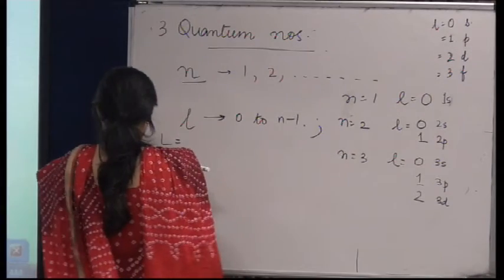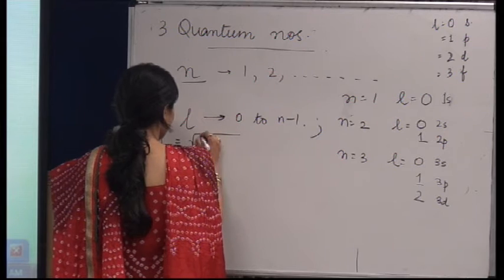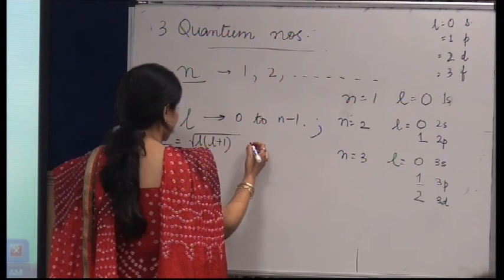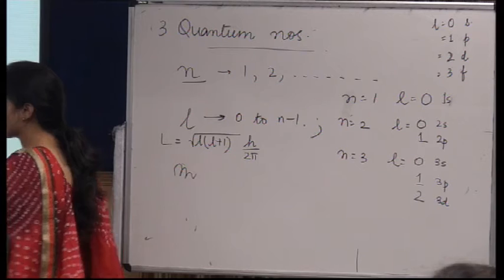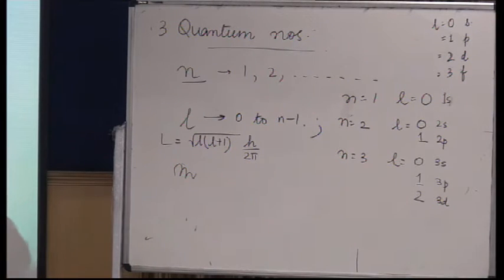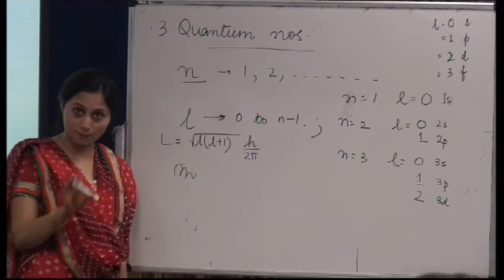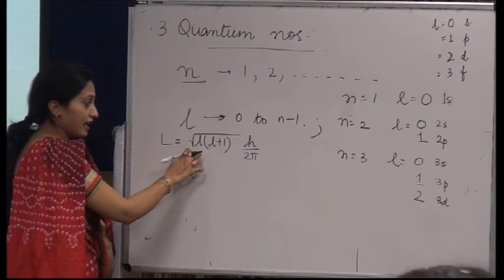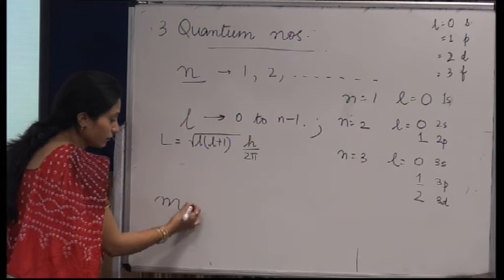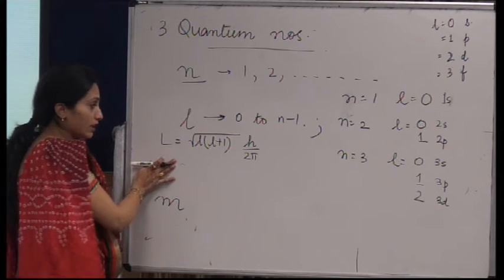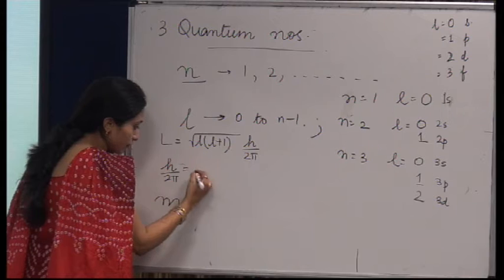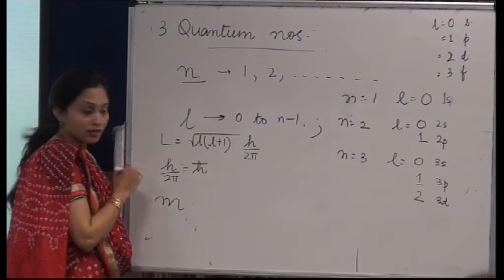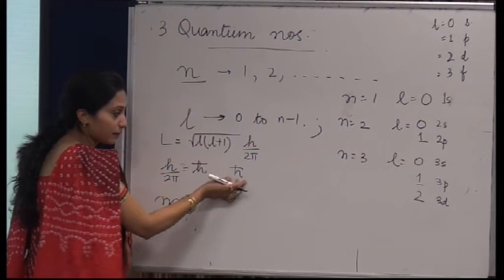So your orbital angular momentum is represented by under root of L into L plus 1 into h upon 2 pi. The orbital angular momentum which is associated with an electron in a subshell is equal to under root of L into L plus 1 times h upon 2 pi. In many of the books you will find that this h upon 2 pi is also represented by an h cross. Wherever you see an h with a cross, it means it is h upon 2 pi.